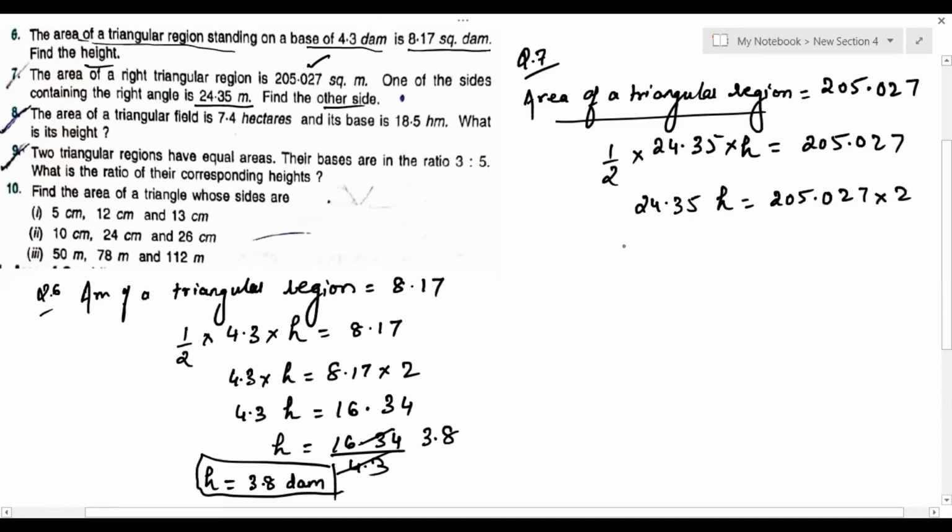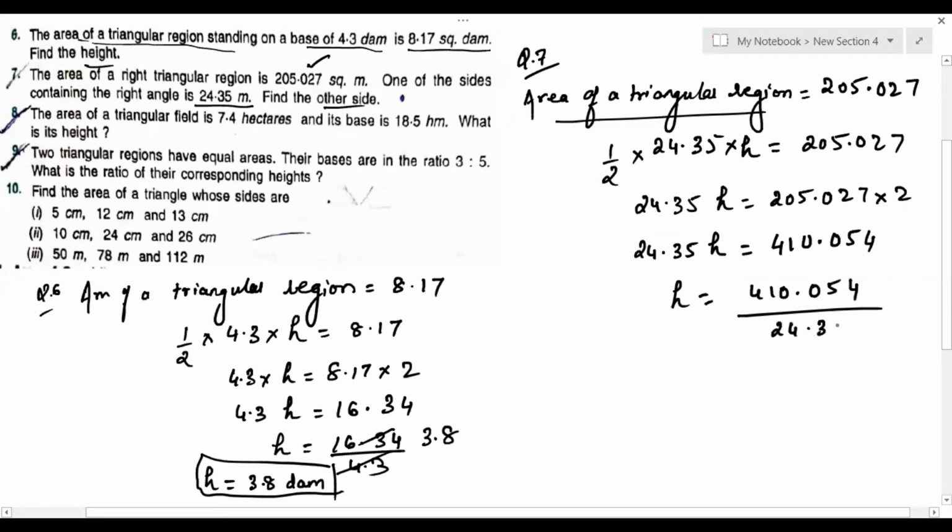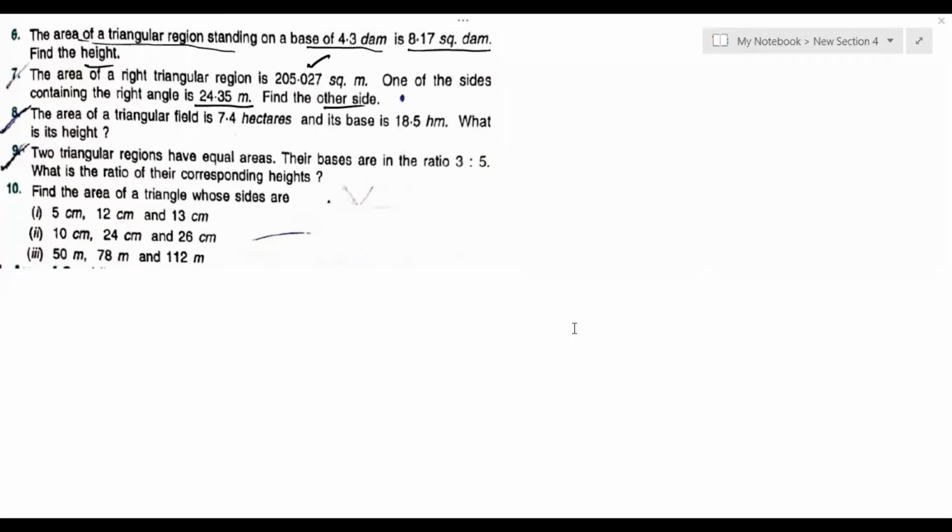So 24.35 times height will be equals to 205.027 into 2. When we double 205.027, we are getting 410.054. Now we will get the height when we are dividing 410.054 divided by 24.35. On dividing, we are getting the height as 16.84 meter.